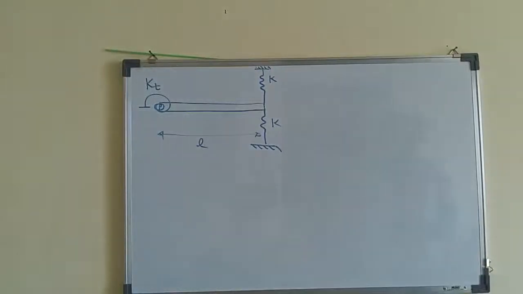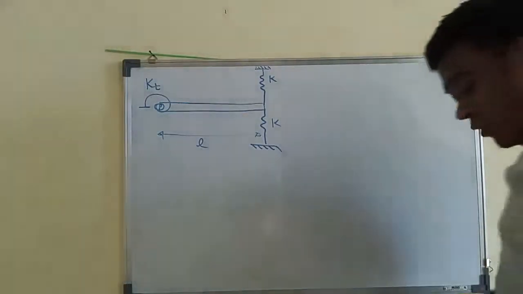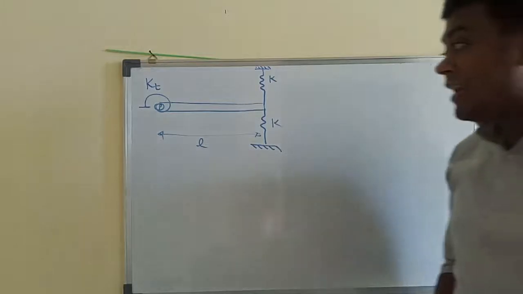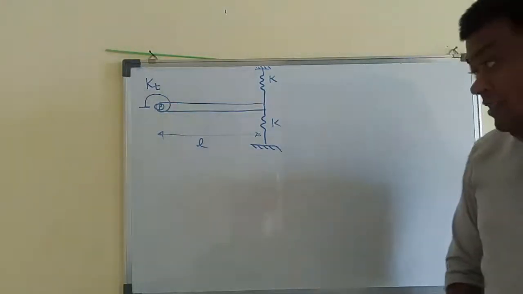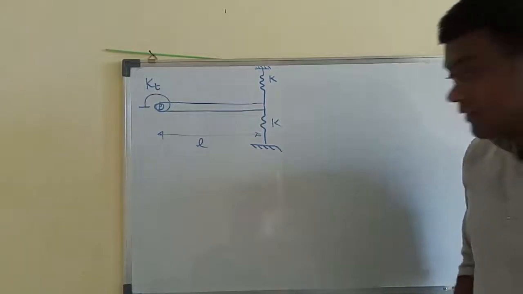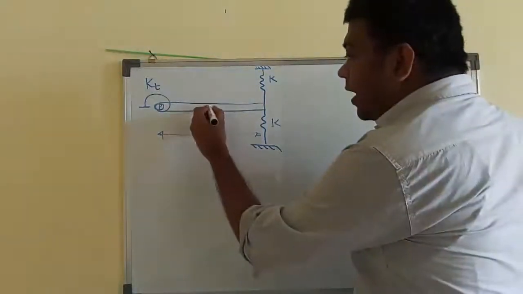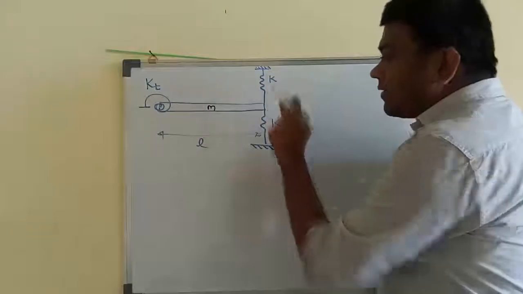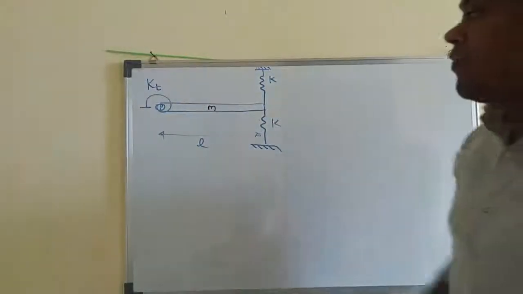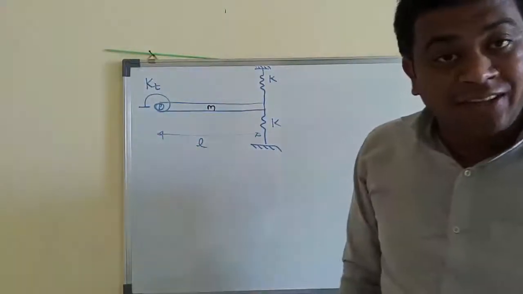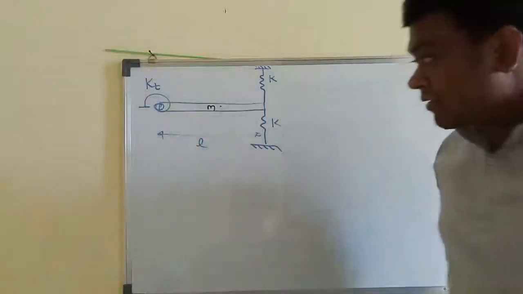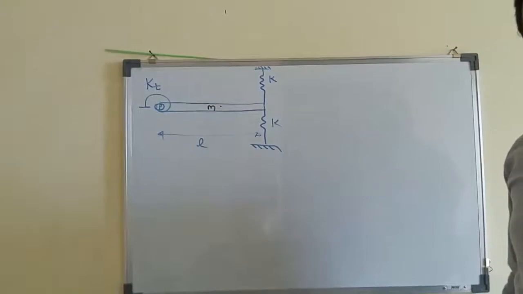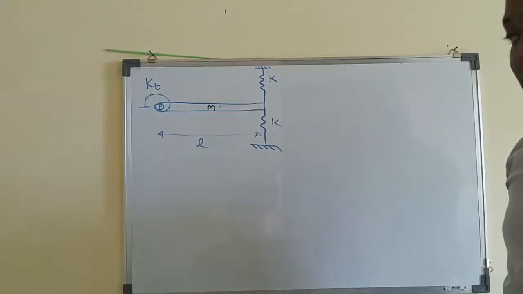So again today we are here to solve a numerical which has a torsional spring. First of all we will understand what the question is. We have a beam of mass m, two springs of stiffness k and k, and one spring of torsional stiffness kt. As I stated earlier, this kind of system will perform torsional vibration.